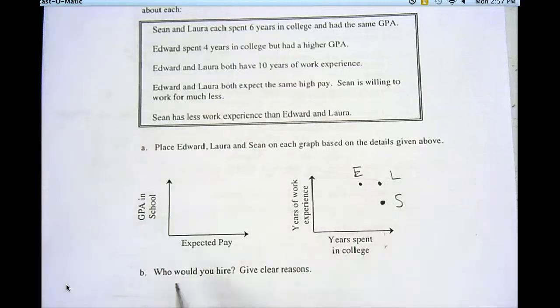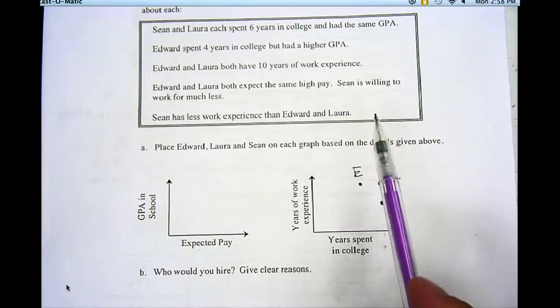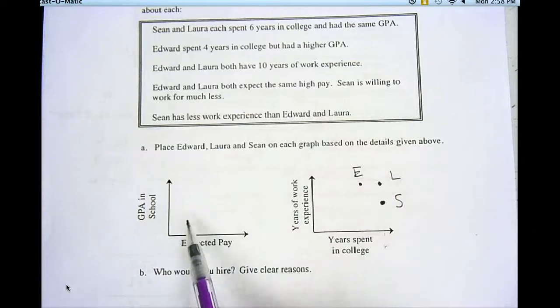Okay. My variables in the other graph are expected pay and GPA in school. Edward has a higher GPA. Sean is willing to work for less money, so his expected pay is going to be down here. Laura and Edward both are expecting a little bit more money.